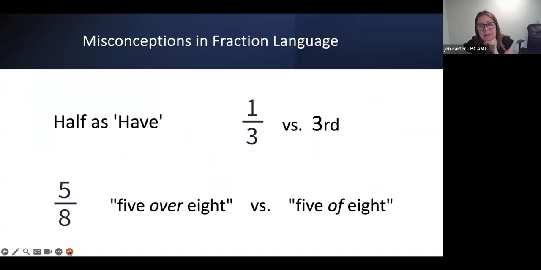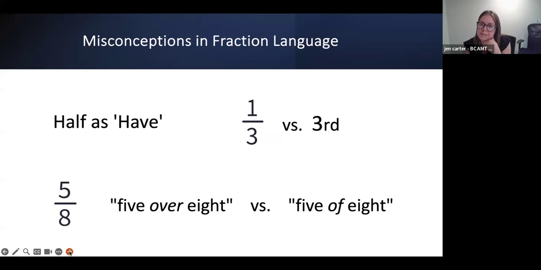There are misconceptions around math language in general, and one thing that I've read in research is about homonyms that can get in the way of kids' understanding of math language. You may be saying the word half, but in their mind they're thinking of the word have. That's one example. Marion Small talks about 1/3 versus third. When we say a third, kids, especially in grade 3 or grade 4, might have in their mind the ordinal number third. So that's something to watch for.